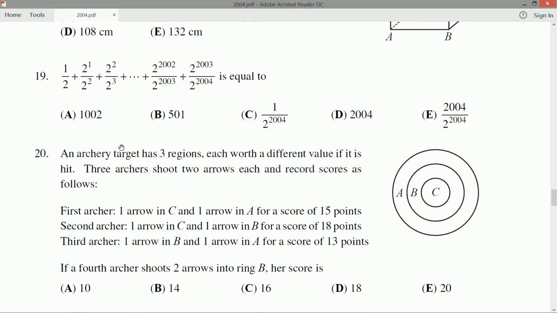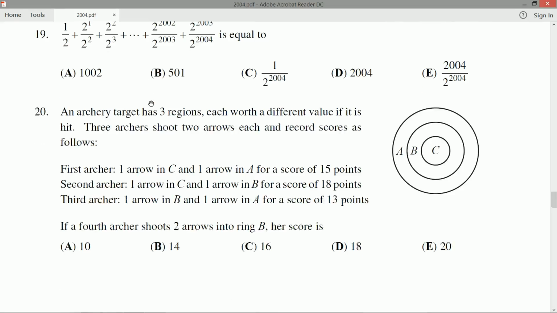That was question 19. Not that bad at all. As long as we understood fractions and exponents, this one wasn't really a complication at all, I don't think.